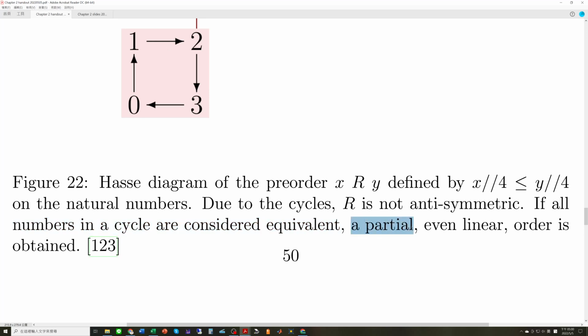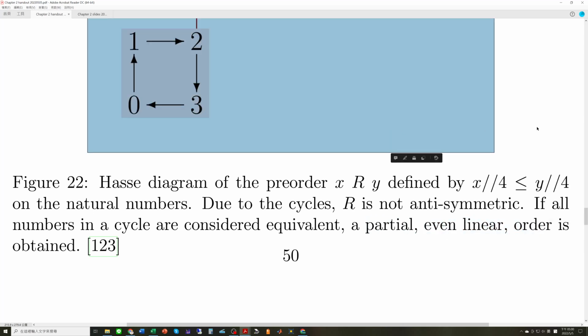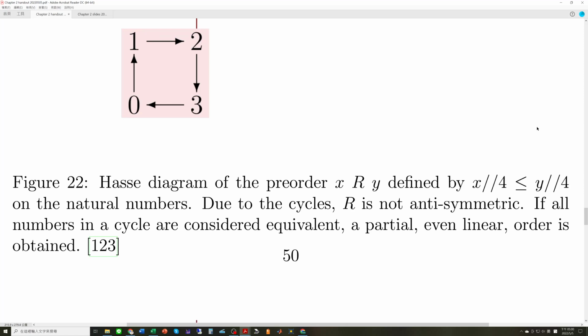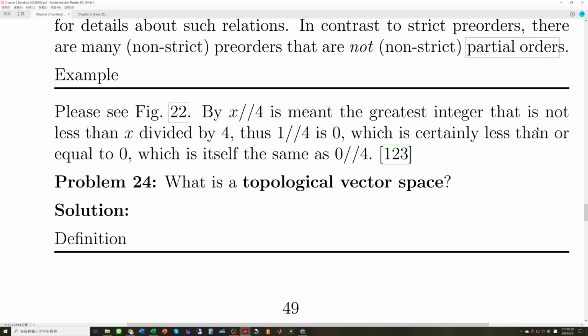a partial or even linear order is obtained. So we have obtained a partial order, or even a linear order. So what is a partial order? Let us review it. Partial order.